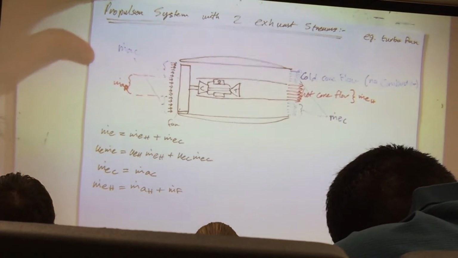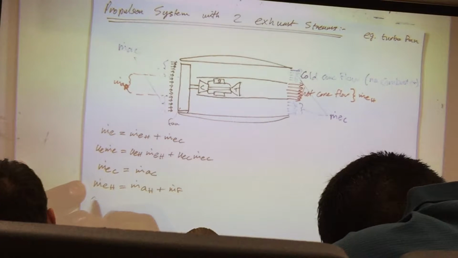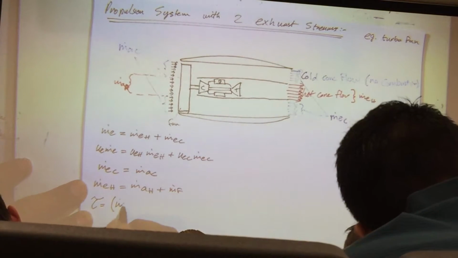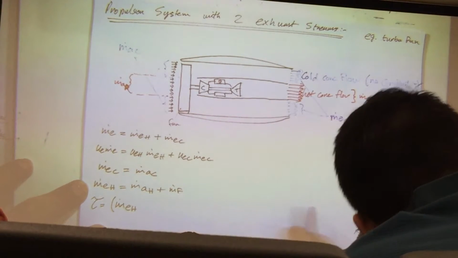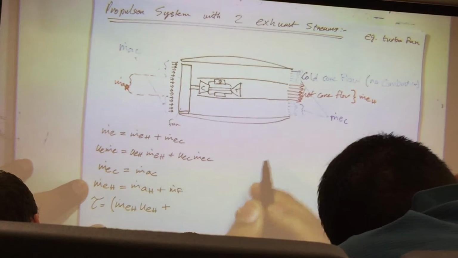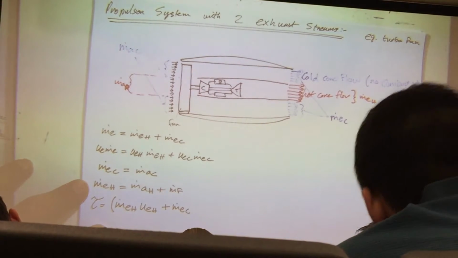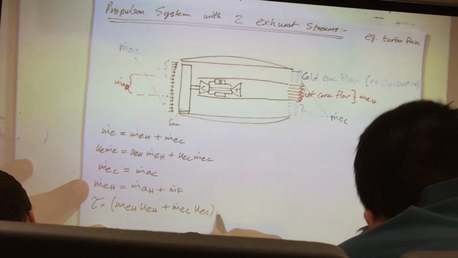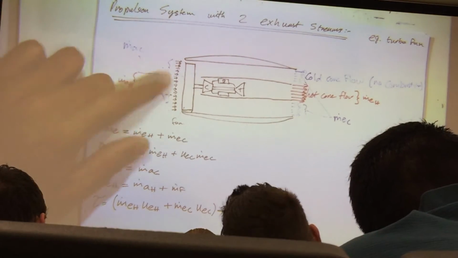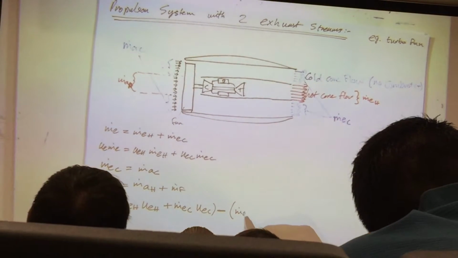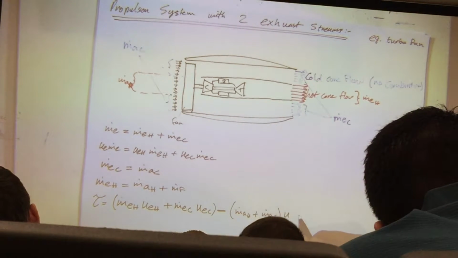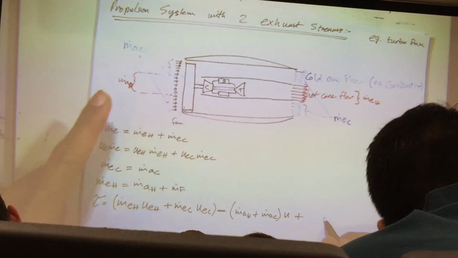So when you write the conservation of momentum for this equation, this is your conservation of mass, well, tau is equal to, we'll keep all of them, I have m dot exit hot multiplied by the velocity of the exit from the hot section, plus m dot exit cold multiplied by the velocity of exit cold, minus my inlet, which is the summation of both masses but multiplied by velocity, so m dot inlet hot plus m dot ambient cold multiplied by the velocity, plus the change in pressure.